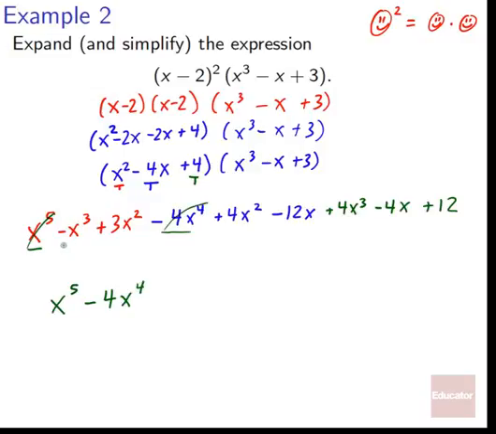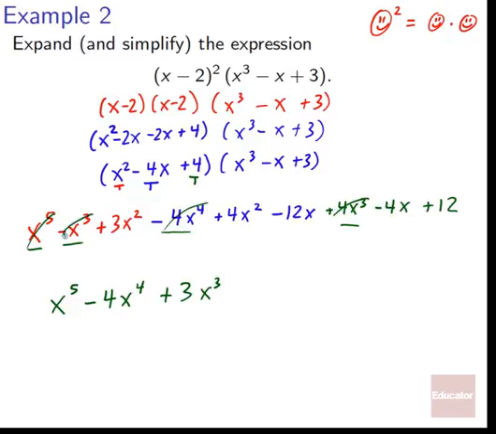Next, let's look for our x cubes. We've got an x cubed right here. Anywhere else? Yes, we do. We've got another x cubed here. So we bring those together, minus x cubed plus 4x cubed becomes plus 3x cubed, right? Negative 1 plus 4, so we get plus 3x cubed. And then we cross those out.